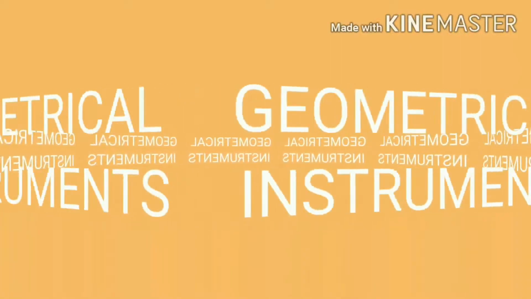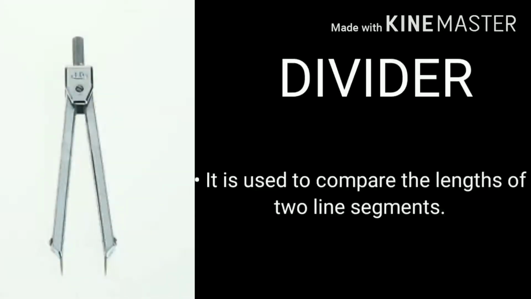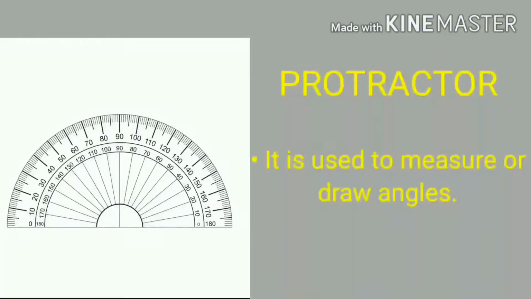Here, R is the starting point of ray RN. Let us learn about some instruments that we will use in this chapter. Ruler. We use a ruler to measure length or to draw lines. Divider. It is used to compare the lengths of two line segments. Compass. It is used to draw angles, circles, and arcs. Protractor. It is used to measure or to draw angles.